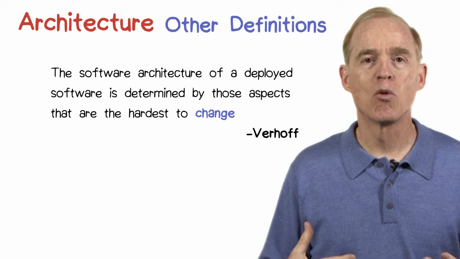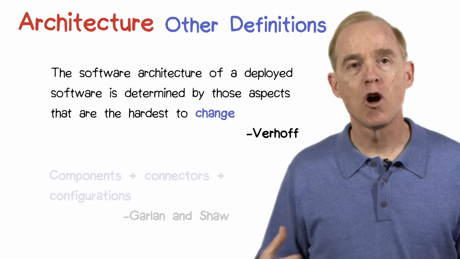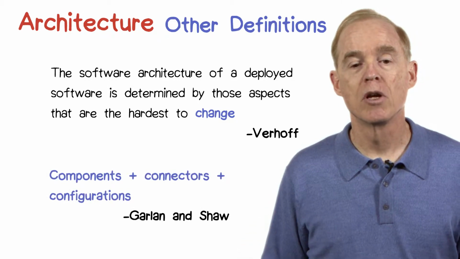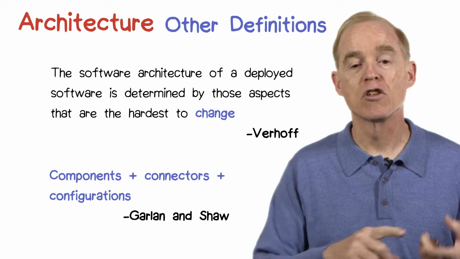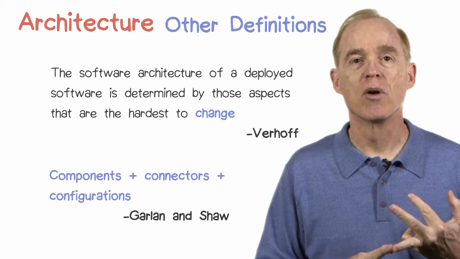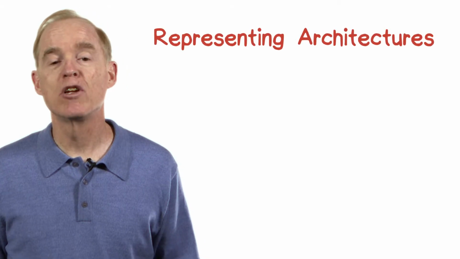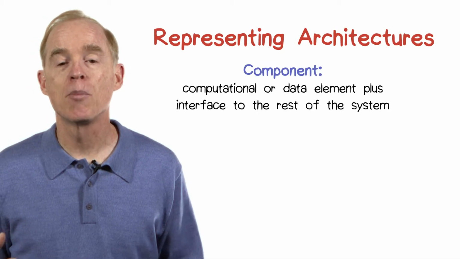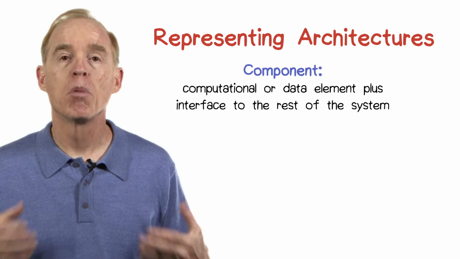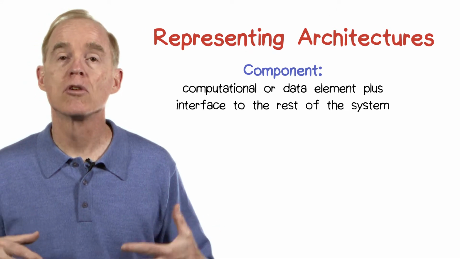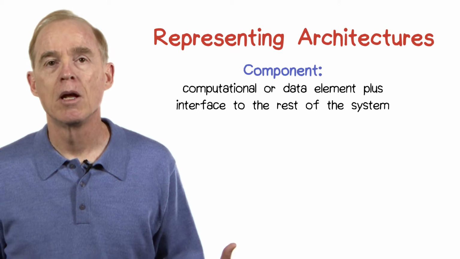And then for the rest of this lesson, we're going to be guided by the Garland and Shaw paper, which is listed on the class resource page, and they talk about architecture in terms of its components, its connectors, and its configurations. What do they mean by these three terms? Well, a component is a computational or a data element plus its interfaces, which they call ports, interfaces to the rest of the system. The interfaces express what the component requires or needs from the rest of the system and what it provides. Recall from the UML component diagrams, this is exactly what the interfaces represent.